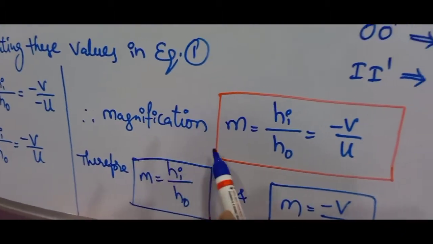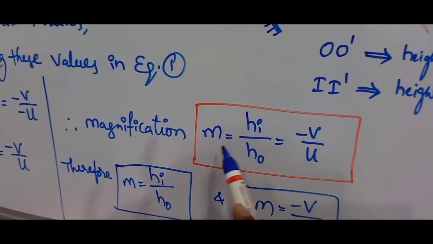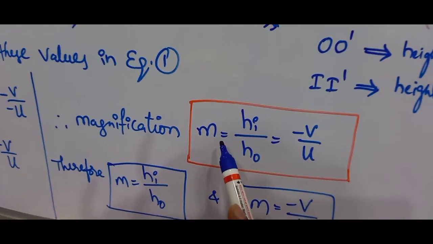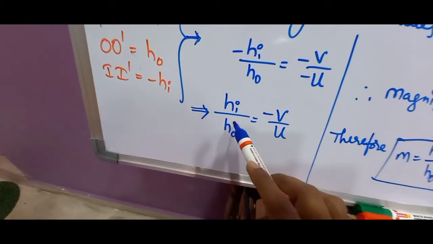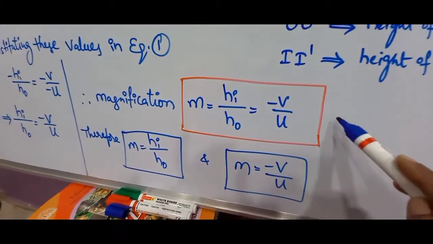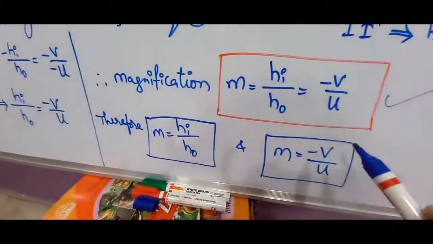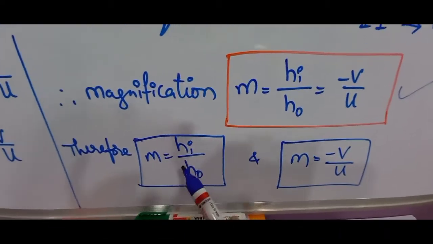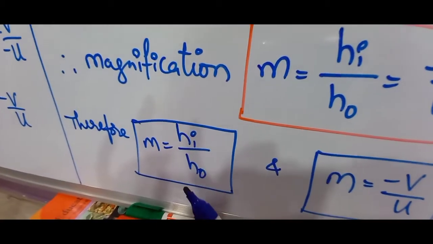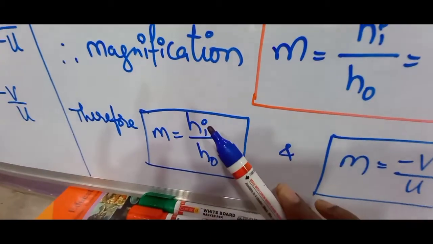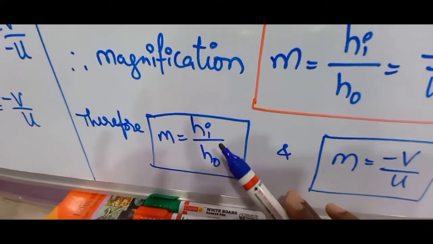Hence the magnification, which is represented with the letter m, is equal to hi by ho, which is equal to minus v by u. This is the magnification formula. We can write m is equal to hi by ho in terms of the size of the image and the size of the object, that is, the heights of the image and the object.